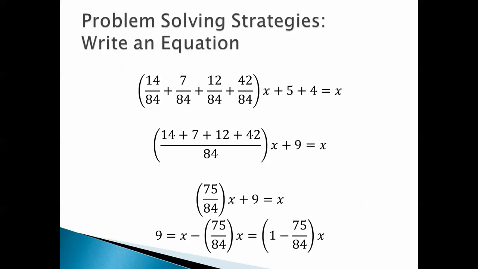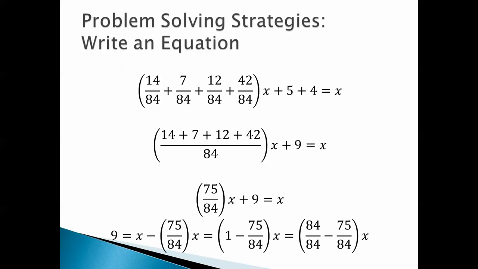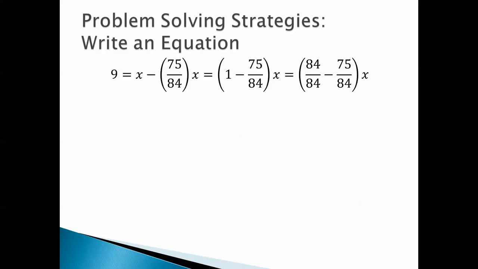And here's how we'd go about calculating that. We can factor out the x from that. So x minus 75/84 x, that's like 1 minus 75/84, times x, when we factor out the x. And for 1 minus 75/84, let's write 1 as 84 over 84 so that we have a common denominator. And now that we have a common denominator, we can subtract these fractions just by subtracting numerators. 84 minus 75 is 9. So we have 9 equals 9/84 x.